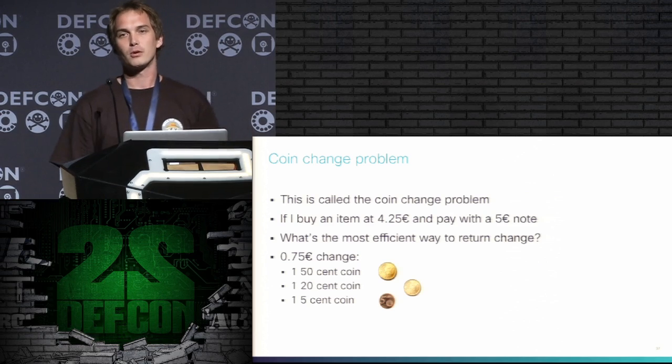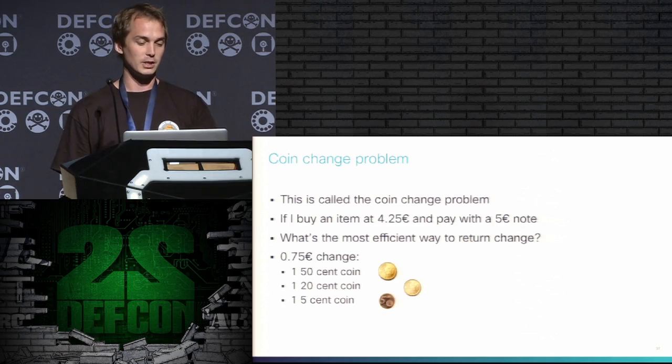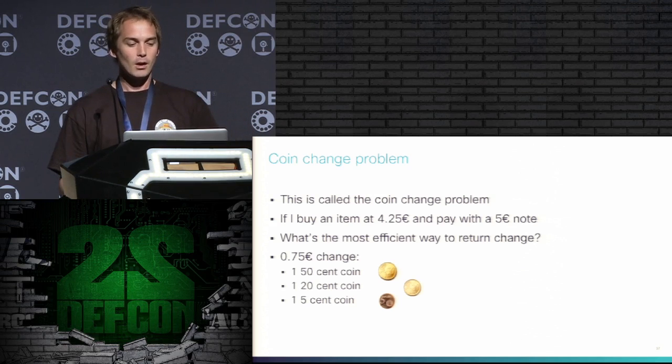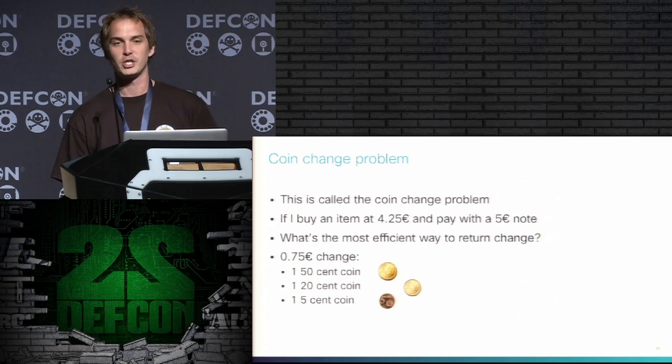This problem seems pretty simple because for a human, we do it all the time. But for a computer, it's pretty hard to get it to do that. It's called the coin change problem, and it took me a while to figure out that it was what I was looking for. The example is really simple. You buy an item at 4.25 euros and you give a 5 euro note. I'm from Europe. What's the most efficient way to return change?